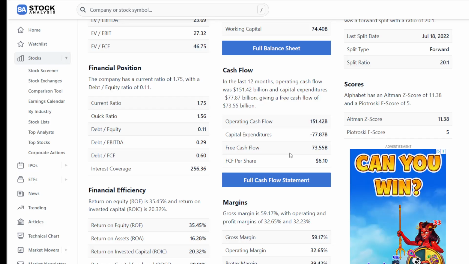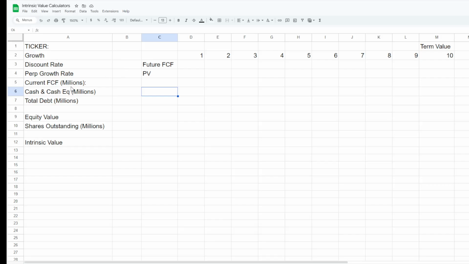Now what's important here is that we only use millions of dollars, millions of shares. We want to keep everything in terms of millions for how we build out this spreadsheet. So I'm going to convert 73.55 billion into millions, which is 73,550 million. So when I come here to my spreadsheet for current free cash flow, I'm going to put in 73,550. Okay. Now, also for Google, I'm going to put in its ticker, GOOGL, just so we remember what we're computing. And we want to approximate its growth rate.